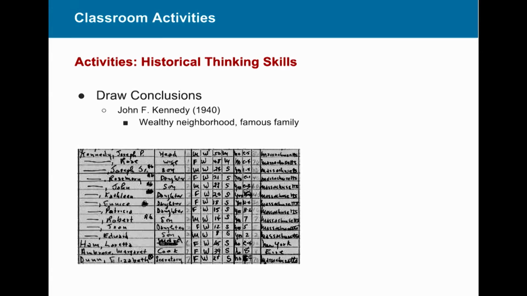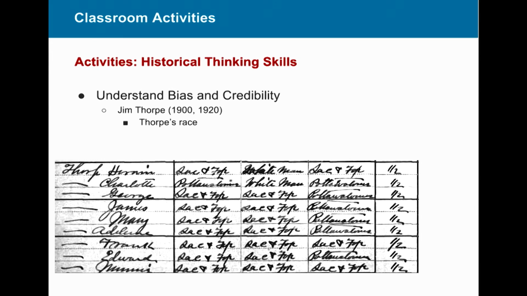You can also draw conclusions. This is John F. Kennedy's family in 1940, and you can make some pretty interesting conclusions about his family and the neighborhood. They have servants and most of their neighbors did too, so it was probably a wealthy neighborhood. It's a very famous family. You can recognize some of these names, such as, of course, John Kennedy, Robert Kennedy, Edward Kennedy, and you can also see that a lot of the sons were absent. Where were they? It's a good way to draw conclusions about what you see in the sources.